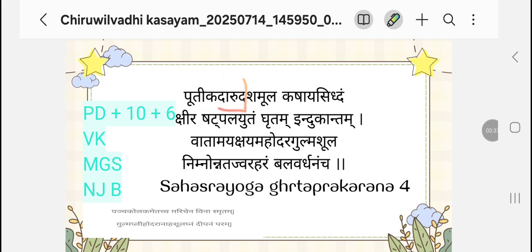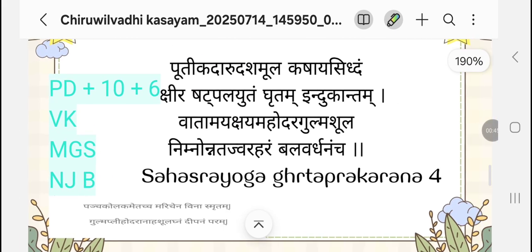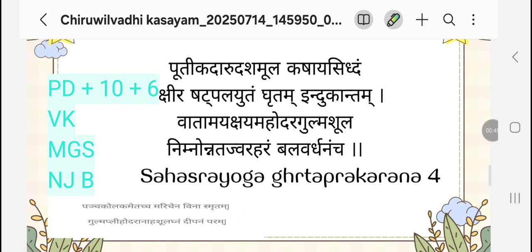Daru means Devadaru, and it contains Dashamula along with Shatpalam. Shatpalam is Panchakola along with Yavakshara. And the shloka for Panchakola is given below: Panchakola Etacha Marichena Vinasmritam. Without Maricha, there is Pipali Mula, Chavya, Chitraka, Nagaram.